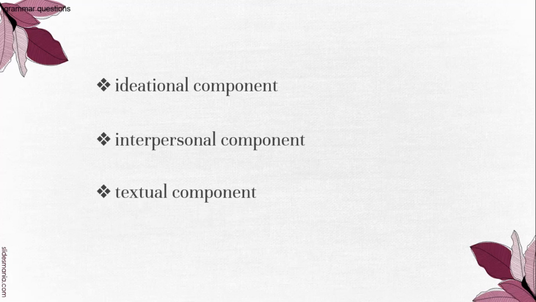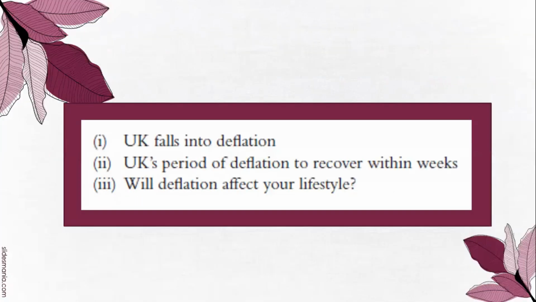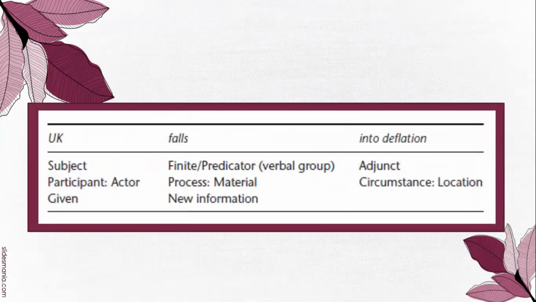And also, in lexicogrammatical tools for text analysis, there are various meanings of a word that we can analyze depending on how the writers or speakers use them in specific contexts. In the examples that I'm going to show you, there are various meanings of the word deflation depending on the structure of the sentence and other elements in the context. So here are the sentences that will be used as examples for our analysis. So we have: UK falls into deflation, UK's period of deflation to recover within weeks, and will deflation affect your lifestyle?